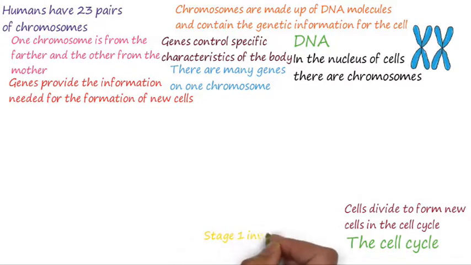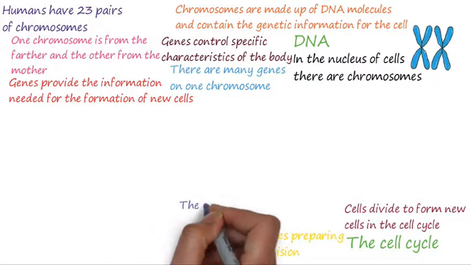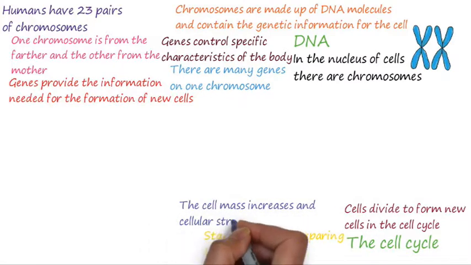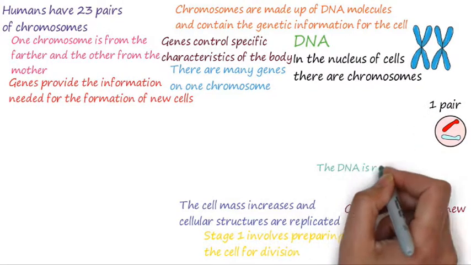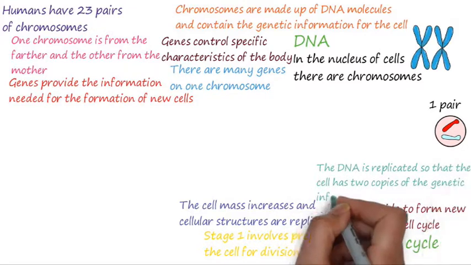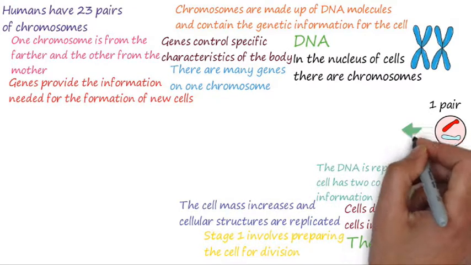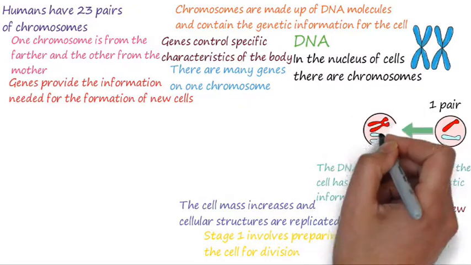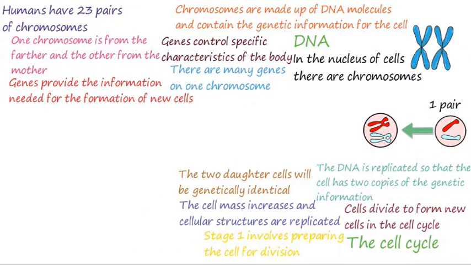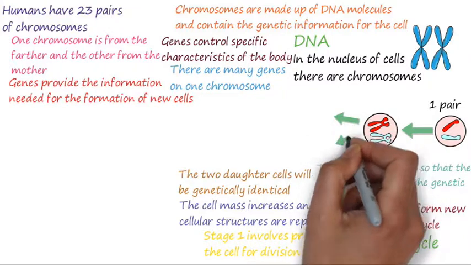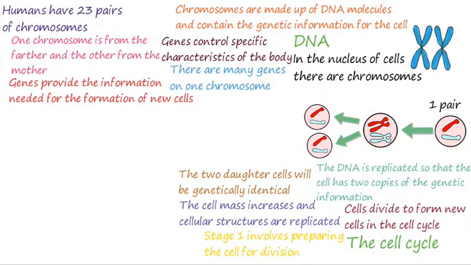In the cell cycle there are the following stages. Stage 1 involves preparing the cell for division. The processes that occur include increasing cell mass and replicating cellular structures such as ribosomes. Most importantly in this stage, the DNA is replicated. This means the cell will have double the genetic information it needs. This is important because when the cell divides into two daughter cells, they need to have the same genetic information. The cells need to be genetically identical.